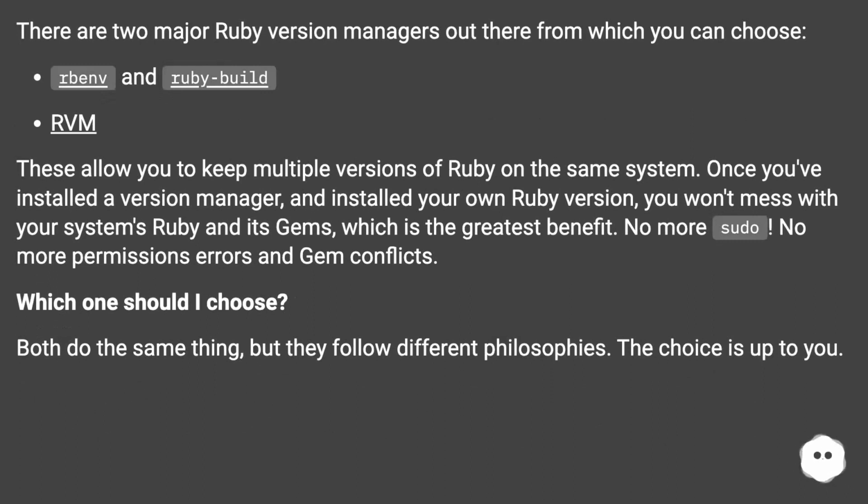There are two major Ruby version managers out there from which you can choose: rbenv and RVM. These allow you to keep multiple versions of Ruby on the same system. Once you've installed a version manager, and installed your own Ruby version, you won't mess with your system's Ruby and its gems, which is the greatest benefit. No more sudo. No more permissions errors and gem conflicts.